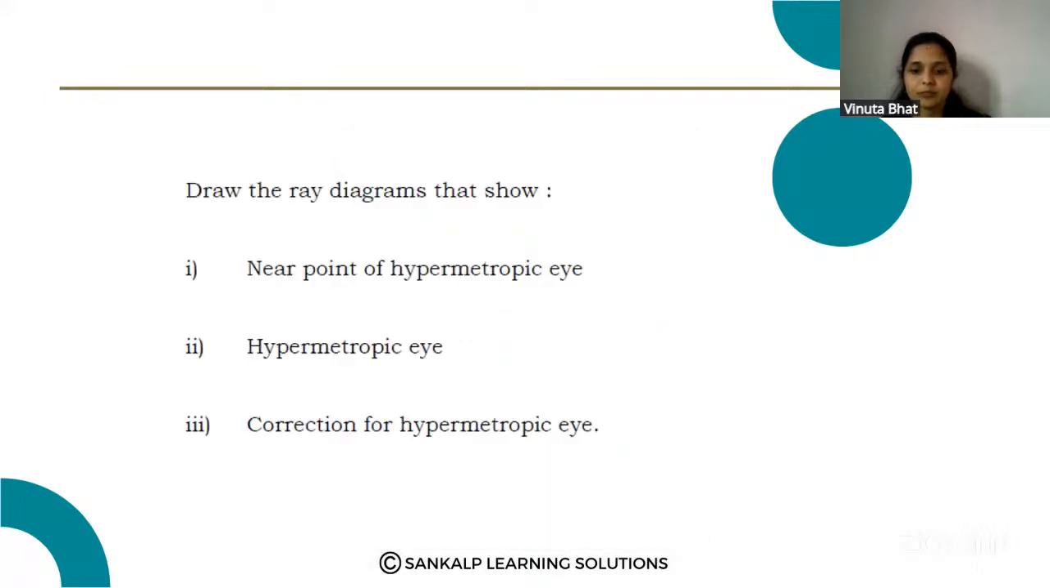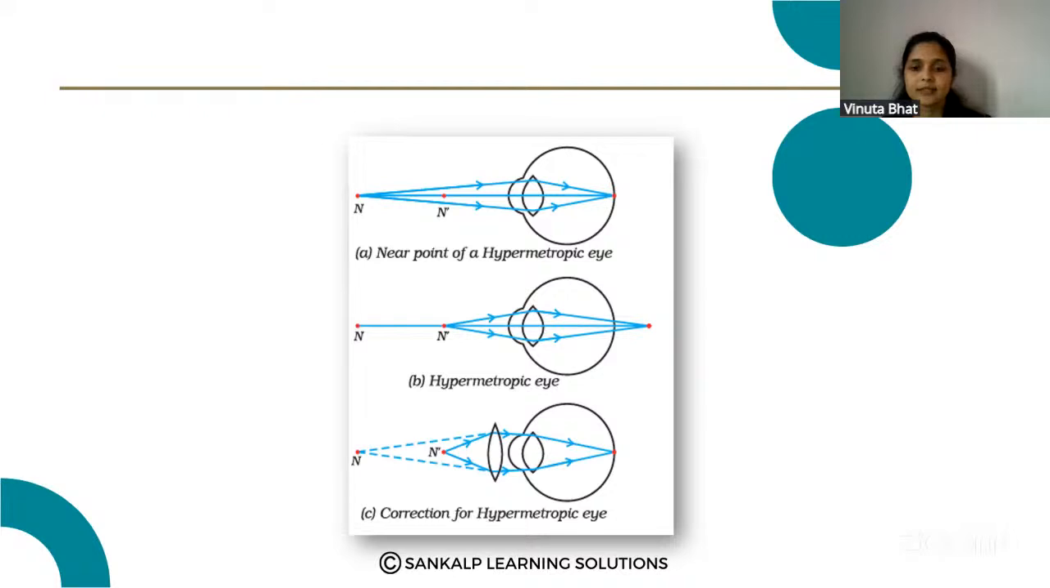Next one. So this is also the same question. Draw the ray diagrams that show the near point of the hypermetropic eye, the second one the hypermetropic eye, and the third one the correction for the hypermetropic eye. So these all three are the same here. So this is the answer.